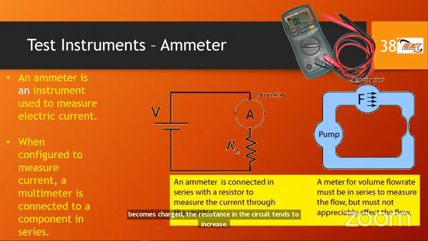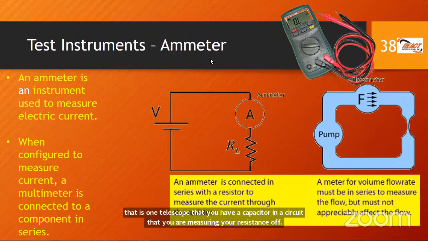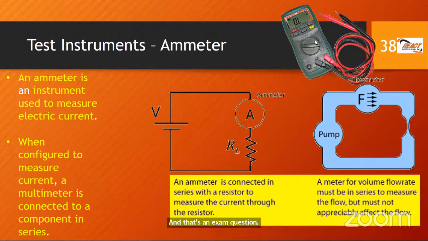Right, so an ammeter is used to measure electric current. So this is our ammeter here. We put it in the current mode, and that's an exam question. An ammeter is an instrument used to measure electric current. So it's an ammeter. And we are also showing here how it's connected.